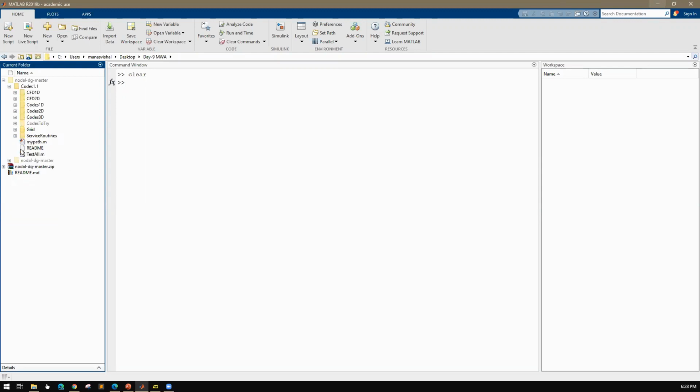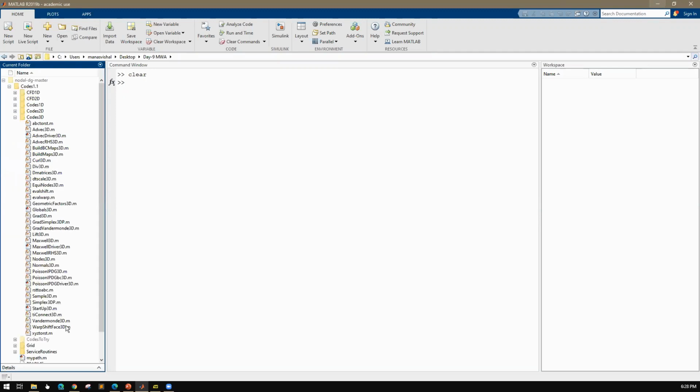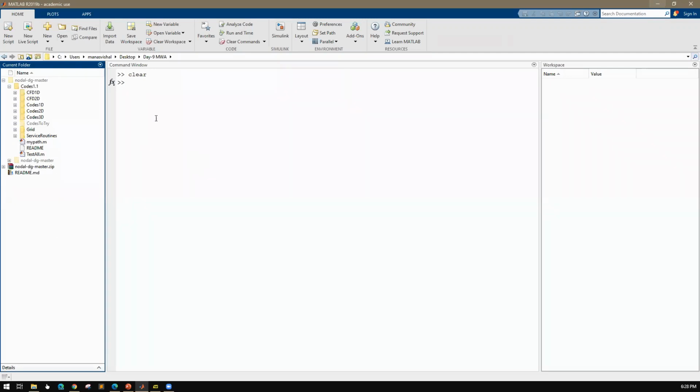This has a 3D code as well, but I don't think it has a Maxwell. Okay, it has Maxwell as well. So you can solve the Maxwell equation in 3D grid as well. So we are now interested in the 1D advection equation.